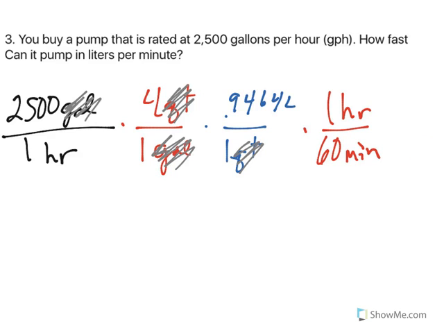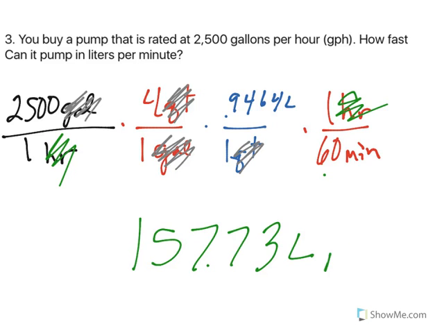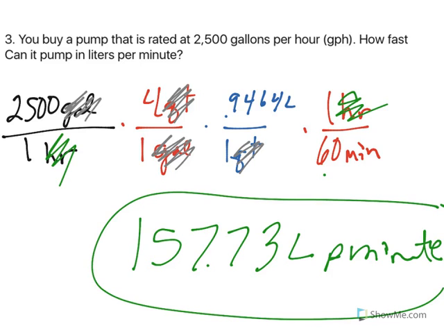I've got my goal labels. So the hours cancel out with hours. Now that I have my goal labels, now I can do the math. So I multiply the numbers in the top. I will divide by 60 because it's in the bottom. And this pump will pump 157.73 liters per minute. I feel like that's a good pump, right? Seems like a good rate.